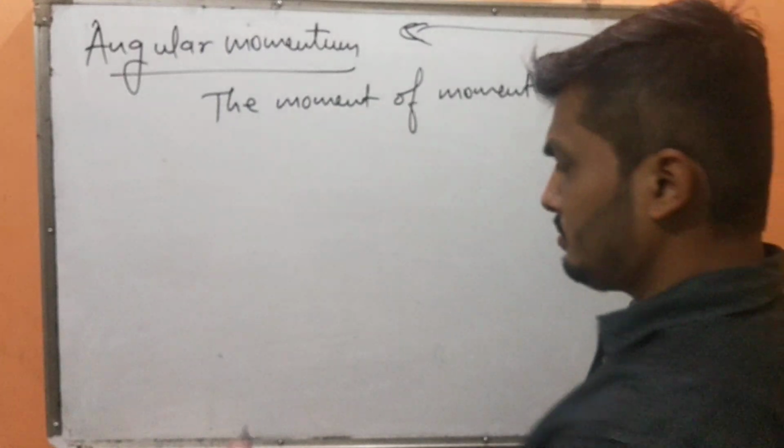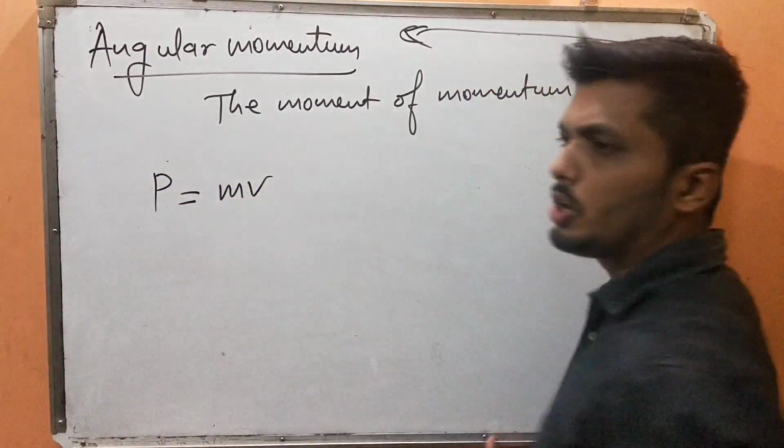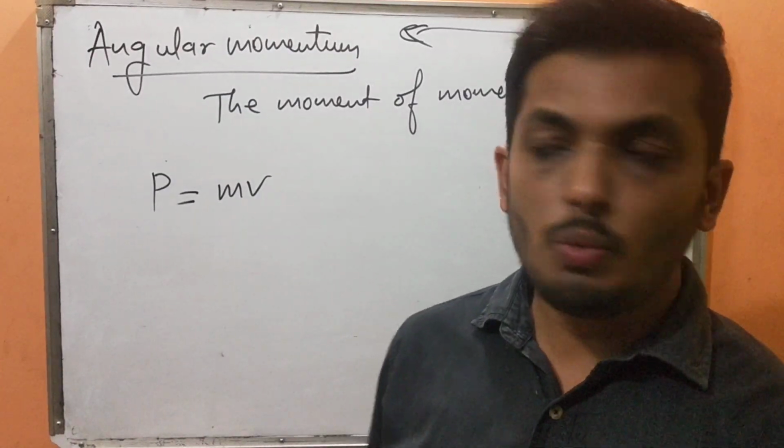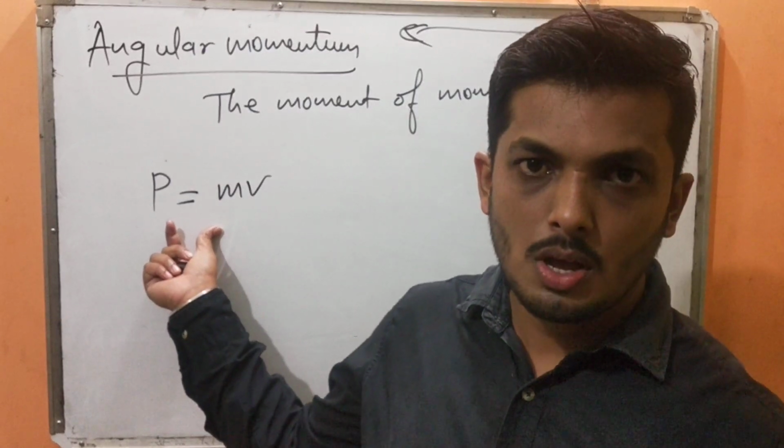Angular momentum. So in straight-line motion you have studied the concept of momentum. What is momentum? Momentum is the product of mass and velocity. So what was this momentum telling you? Momentum was telling you the quantity of motion.